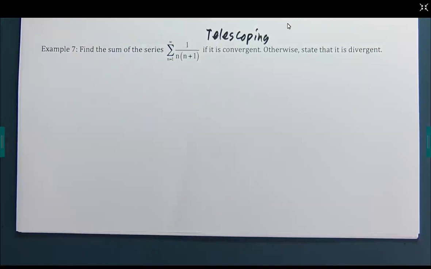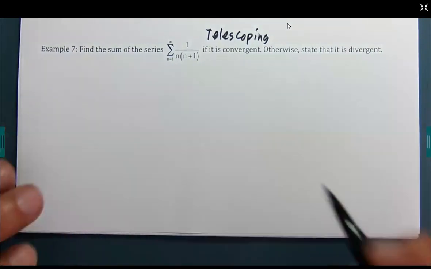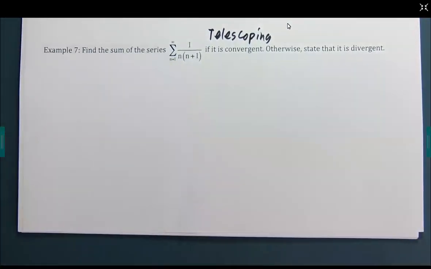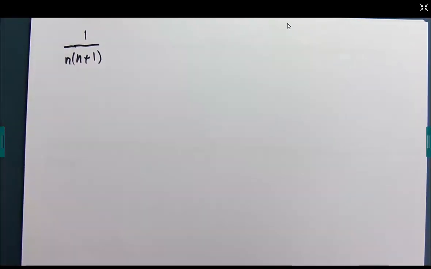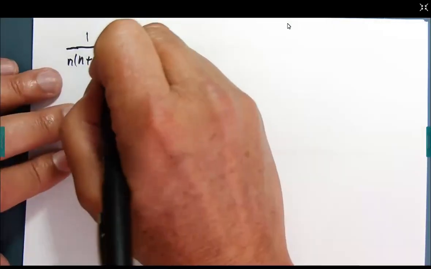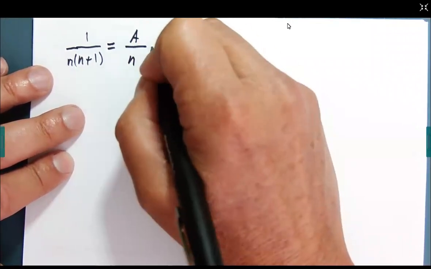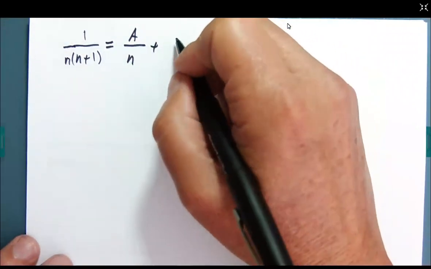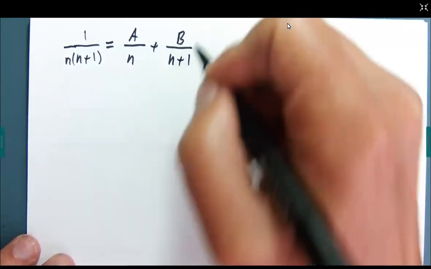A telescoping series. What happens with a telescoping series is we are going to take this here, 1 over n times n plus 1, and use partial fraction decomposition on it. I'm only going to do it for this one, just as a refresher, but for the other ones, I'm just going to skip to the end. You can verify my work on its own.